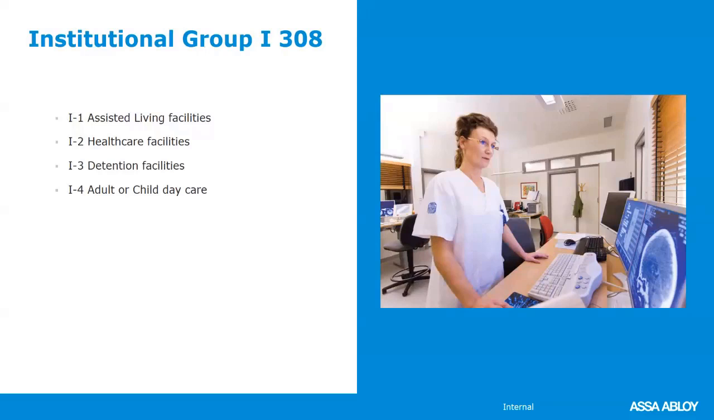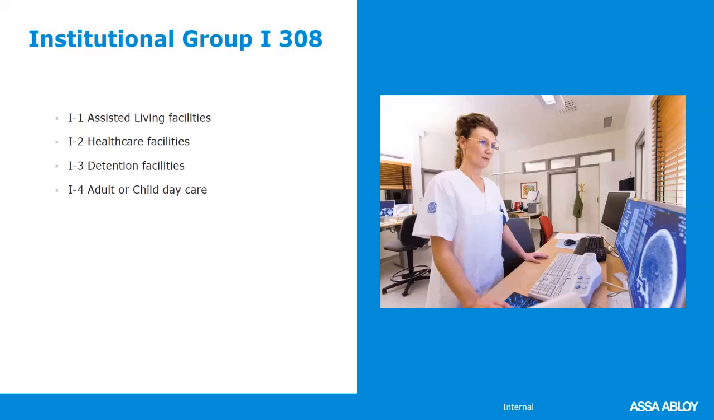Institutional is I-1, it's broken into 4 parts. I-1 is assisted living facilities. I-2 are your healthcare facilities, including nursing homes and hospitals. I-3, detention facilities, including adult and juvenile delinquent centers and correctional facilities. I-4 is your adult or child daycare, where it's 24-hour supervised care.